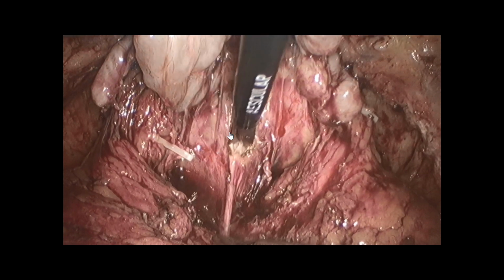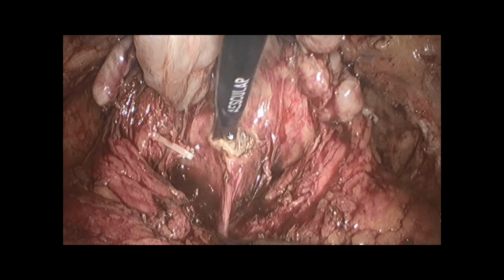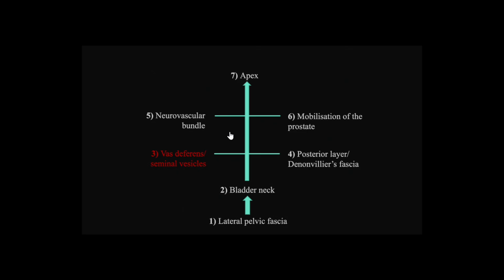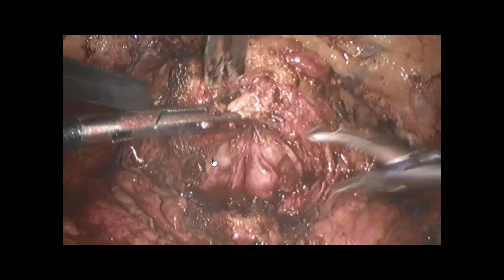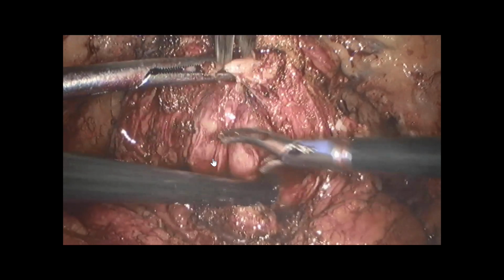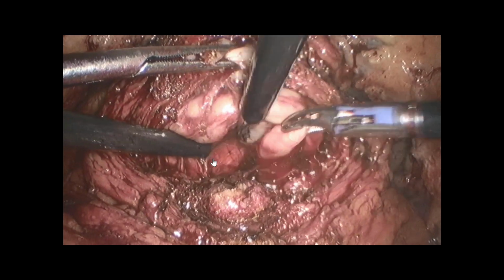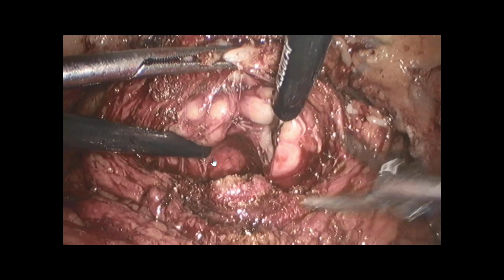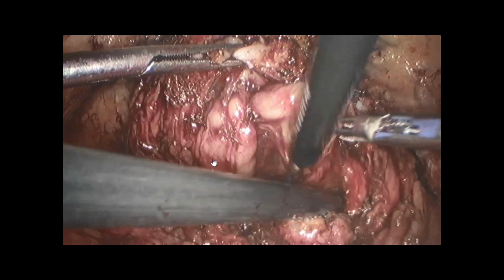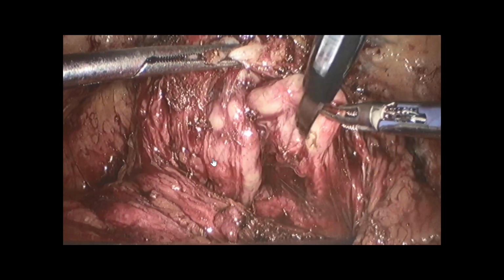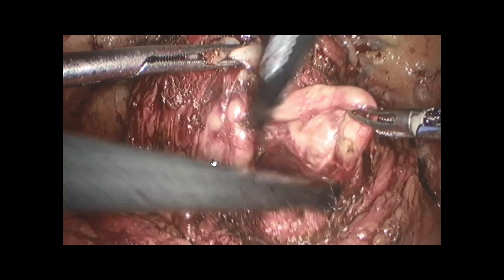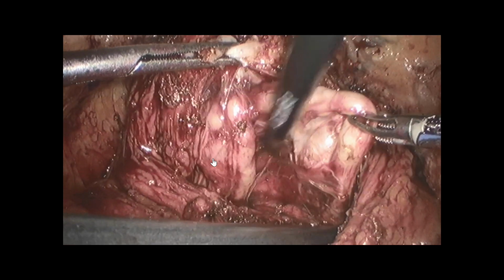There is a problem because, excuse me, I have made mistakes. This is now the two seminal vesicles, okay? So we start like this. So we have to open like this. And you see the assistant is lifting up the bladder and the prostate, and then we go behind.